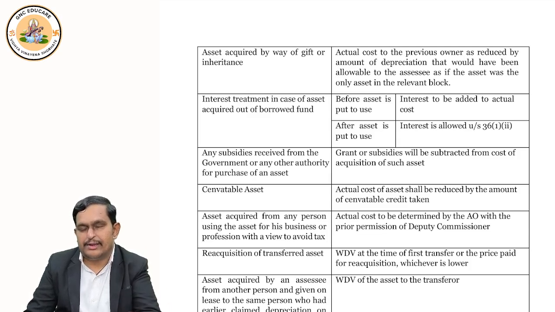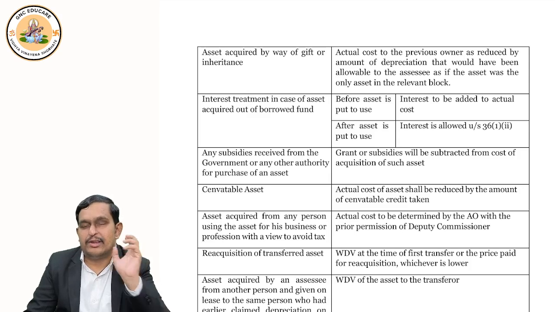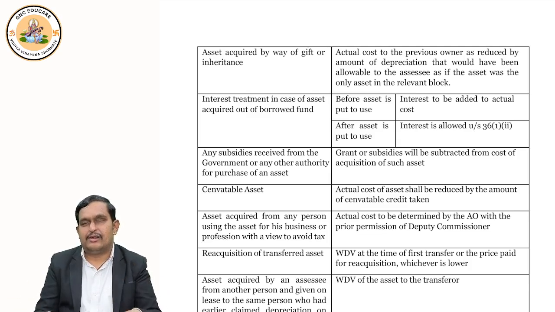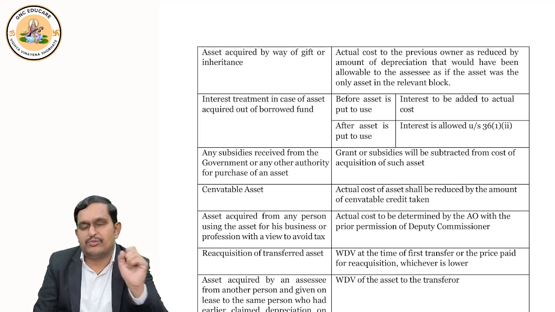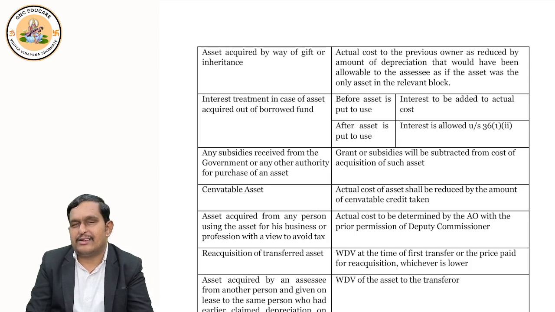Next, suppose you transferred the asset and then you reacquired it. You transferred, that means sold, then you repurchased. Then what should be the cost for you? At the time of transfer, what was your WDV? Suppose I transferred the asset to some entity, what was the WDV at the time when I transferred it to them? And later on I purchased it, correct? So what is the purchase price? Out of the two, whichever is lower will be treated as the cost.